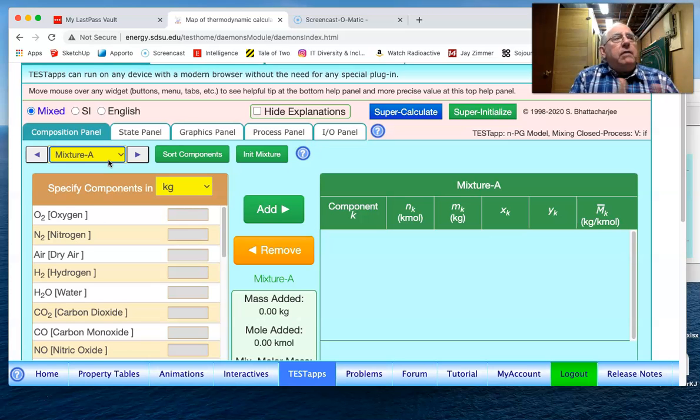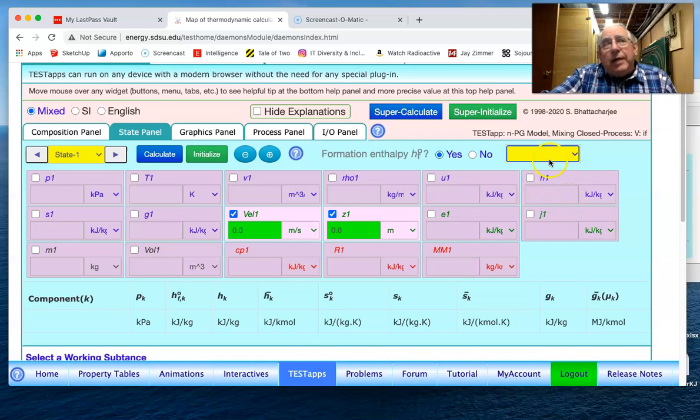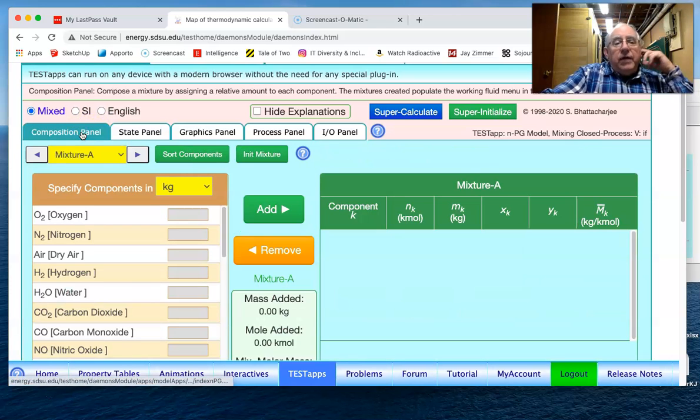Once we get information about mixture A and mixture B, we're going to then make up a mixture C. Once we have those mixtures, then we can go to the state panel. In the state panel, you'll see that you can assign a state, but you also can assign which mixture. We haven't set up any mixtures yet. So the state will have associated with it a mixture. Let's come back here then, and let's put in the first mixture.